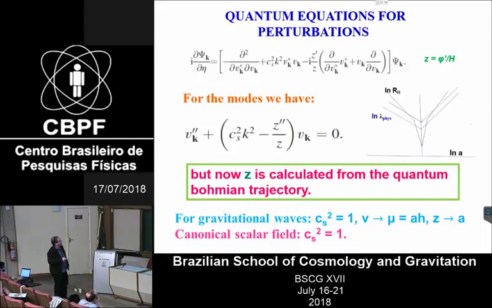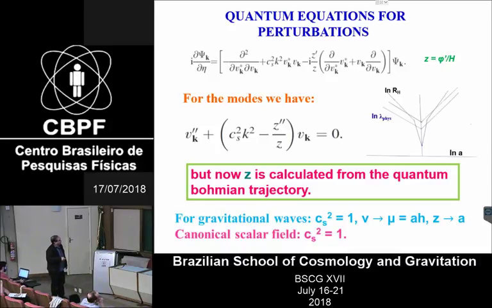Now, for the modes, you have this, and now the background is a bouncing model. So you have, again, this picture. This is the Hubble radius. These are the wavelengths. And you see in the contracting phase, the wavelengths are much smaller than the Hubble radius. This is actually the situation where this term here is much bigger than this term here. Okay. Then they cross the Hubble radius. They cross when these two terms are equal. And then there is an amplification of the perturbations. There's the bounce, and then again there's the expanding phase. And then they again become smaller than the Hubble radius.